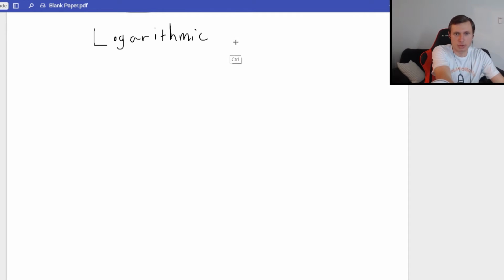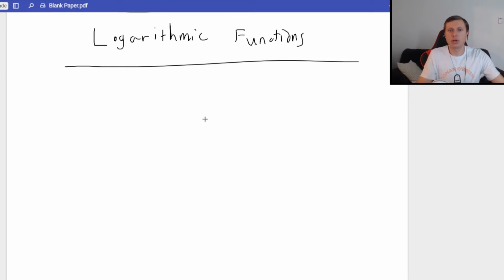Next up we have logarithmic functions, the cousin of the exponential function. Logarithmic functions. We're going to be talking about how you simplify them, the properties of logarithmic functions. Hopefully all of this sounds familiar from the quiz last Friday. And here's what it's going to be.